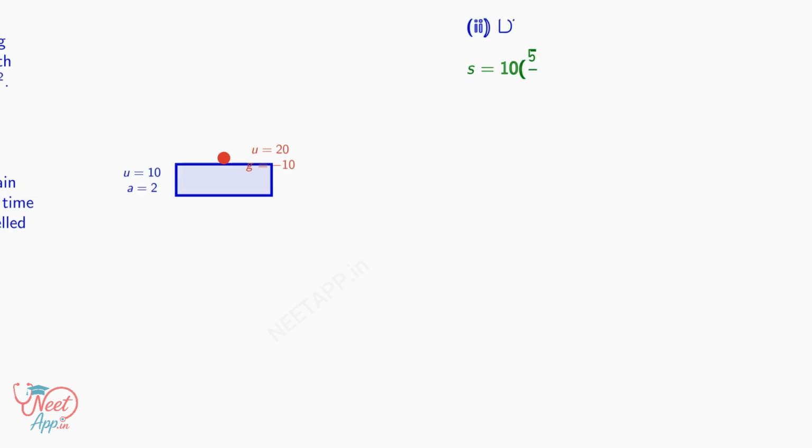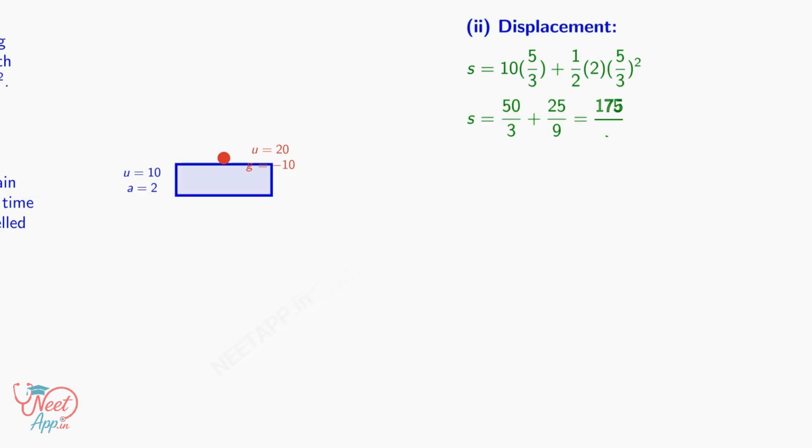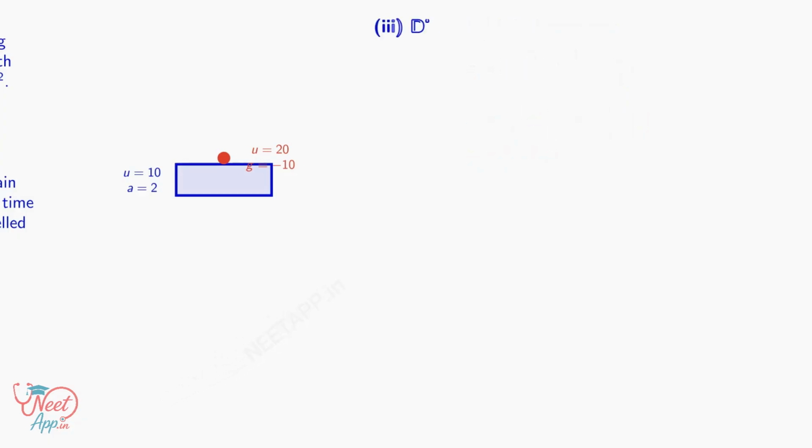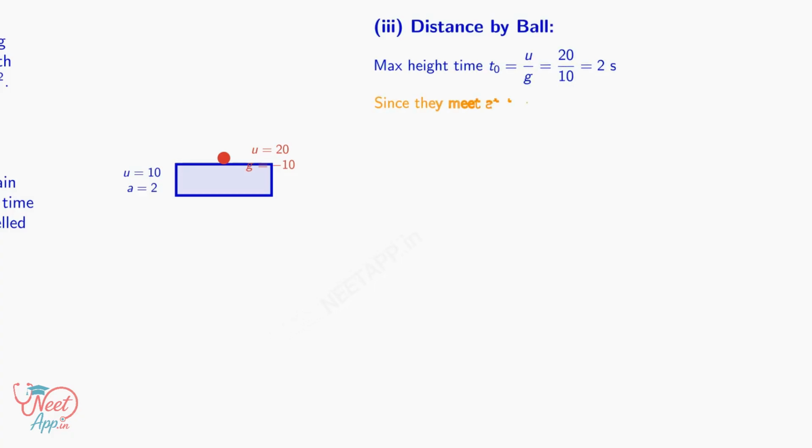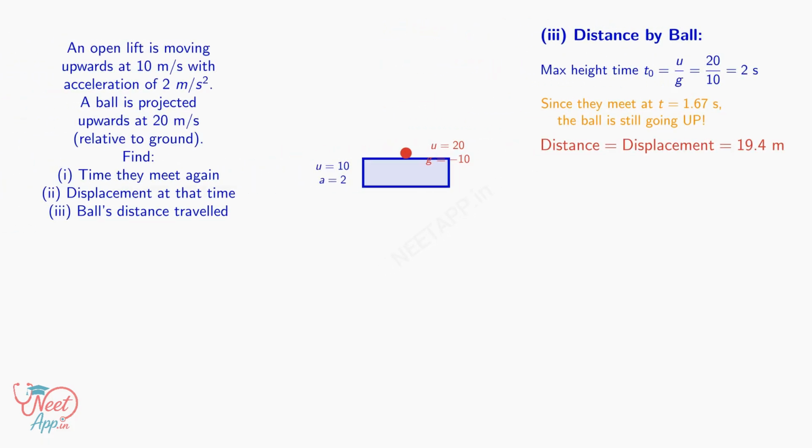Next, what is their displacement at this instant? We just plug 5/3 into the lift's displacement equation. The math gives us exactly 175 over 9 or 19.4 meters. Finally, what about the exact distance travelled by the ball? The ball takes 2 seconds to reach its maximum height where its velocity becomes 0. Since they meet at 5/3 of a second, the ball hasn't started falling yet. Therefore, its total distance is exactly equal to its displacement, 19.4 meters.